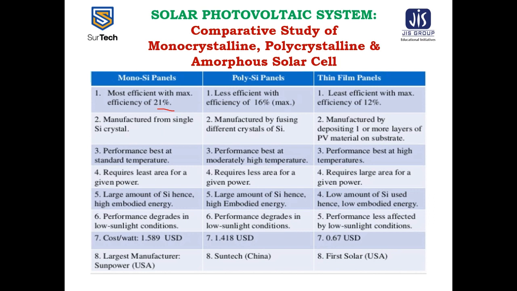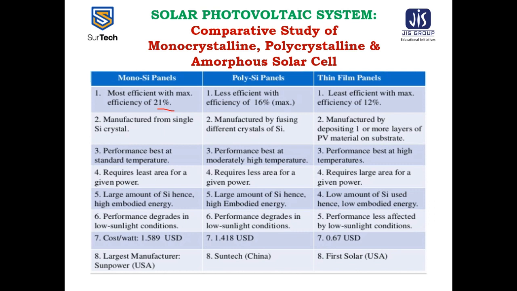Monosilicon requires least area for the given power. Polysilicon type of solar cell requires less area for the given power, and the thin film solar cells perform best at large area for the given power. Large amount of silicon, hence high embodied energy, in the monocrystalline silicon panels. Large amount of silicon, hence high embodied energy, in the polysilicon panels. Thin film has a low amount of silicon used, hence low embodied energy.